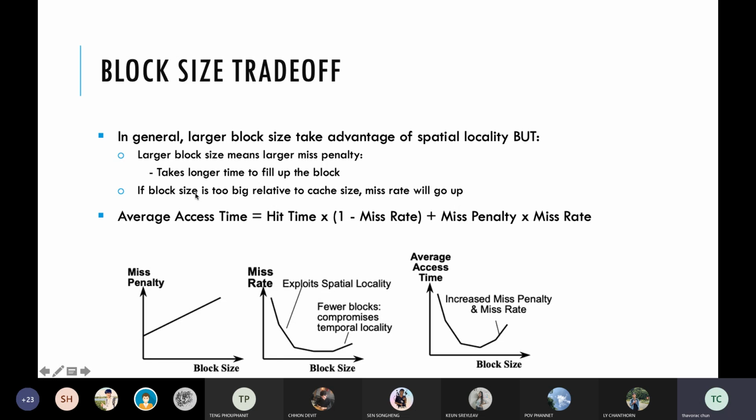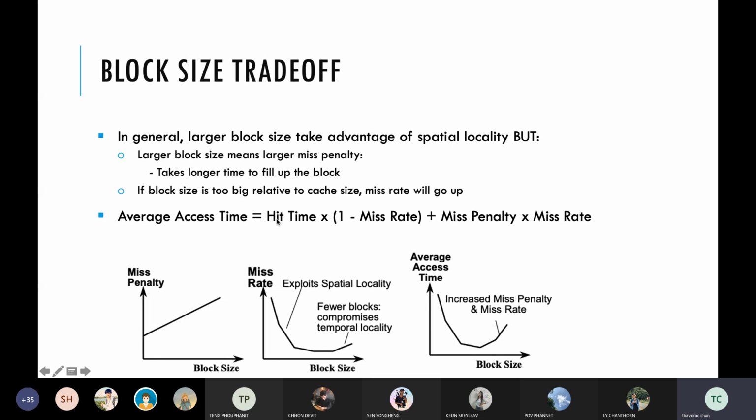And also, if the block size is too big compared to the cache size, we are comparing the total cache size and the block size, then the miss rate will go up. Okay. And here is the average access time equal to hit time multiplied by 1 minus miss rate, plus miss penalty multiplied by miss rate. This miss penalty refers to the time that you need to spend to find the data in main memory, and also the time that you need to copy from memory to cache.